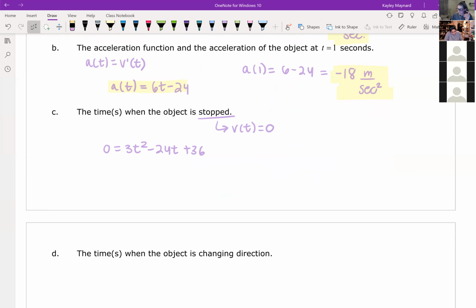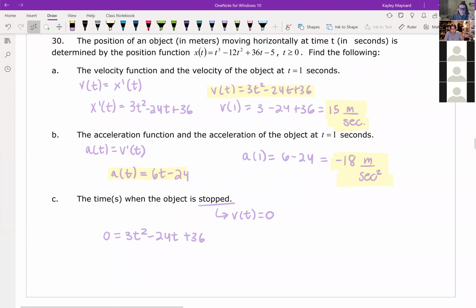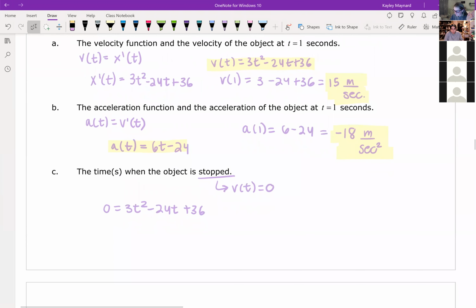Wait, is that the correct answer? Oh, yeah, it is. Okay, sorry. I thought I wrote down the wrong function.